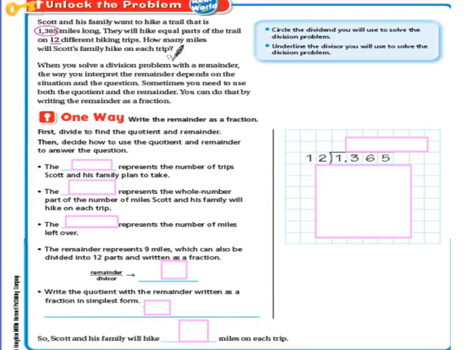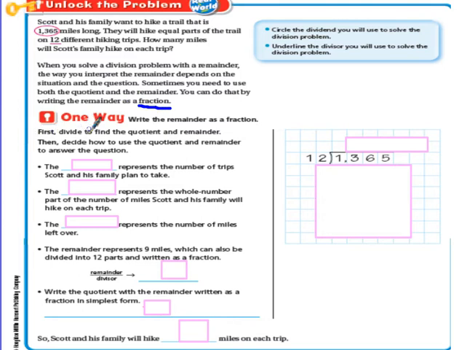When you solve a division problem with a remainder, the way you interpret the remainder depends on the situation and the question. Sometimes you need to use both the quotient and the remainder. You can do that by writing the remainder as a fraction. And we're going to work on this because I'm not sure that we did a lot of that last year.